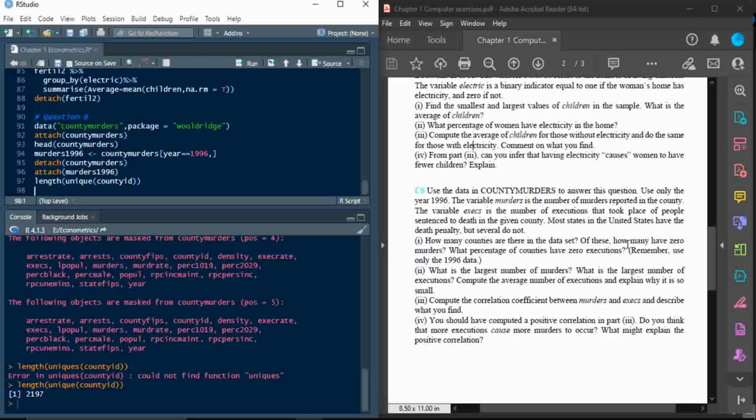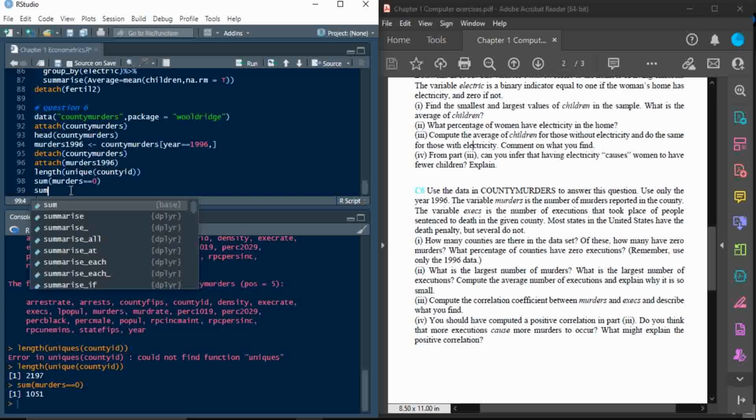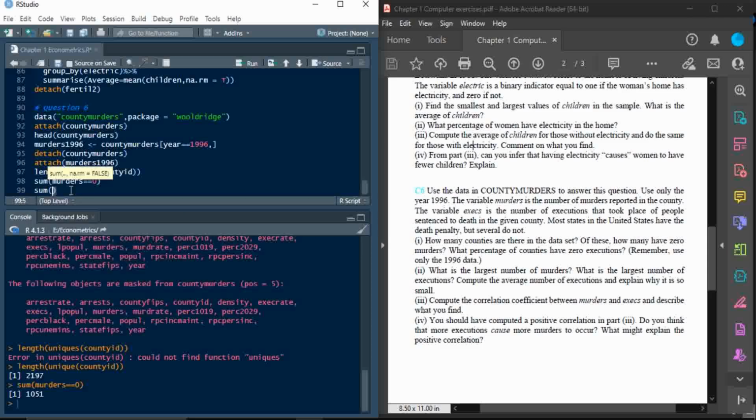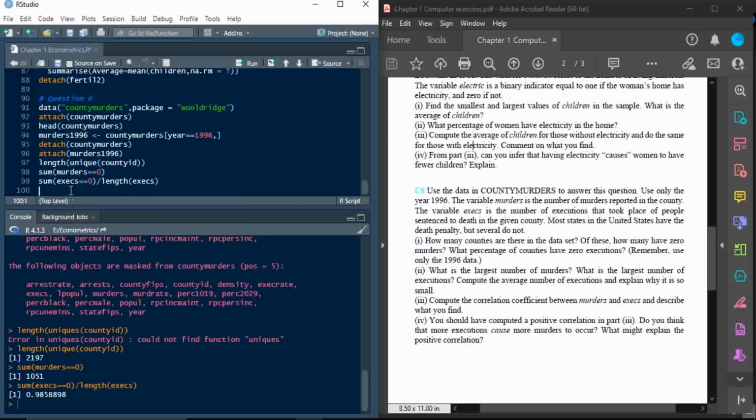Now, of these, how many have zero murders? And what percentage of counties have zero executions? So for this we can use sum of murders equals 0. There are 1051 counties which have 0 murders. And what about the executions? For executions we have, and we have to calculate the percentage, so we can divide it by length of executions. 98.5% of the counties have 0 executions in our data set.